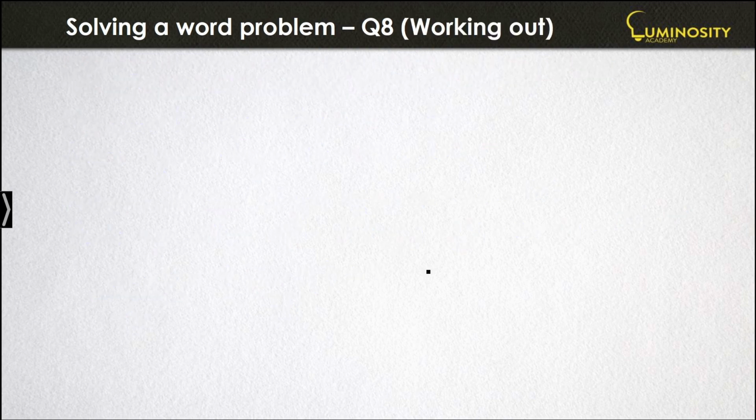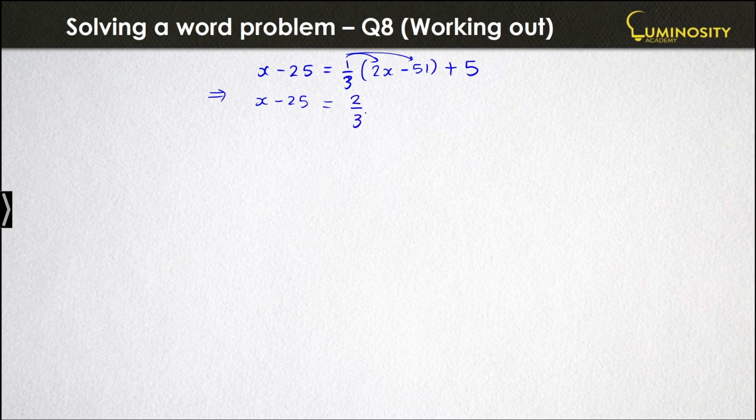So let's write that. So we have x minus 25 equals 1/3 of Dan's age 25 years ago, which was given by 2x minus 51 plus 5 years. Okay, so let's neaten that up. On the left-hand side, it's x minus 25. I'm going to multiply 1/3 into the brackets here. 1/3 times 2 is 2/3 x, and that's minus 1/3 times 51 plus 5.